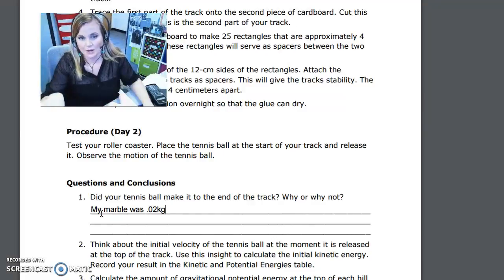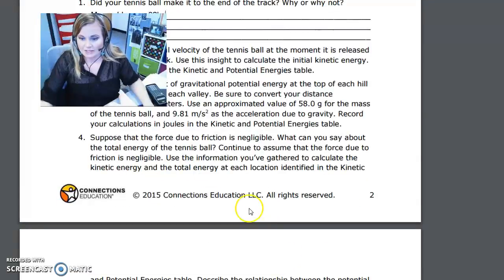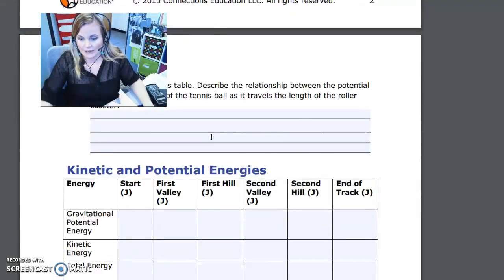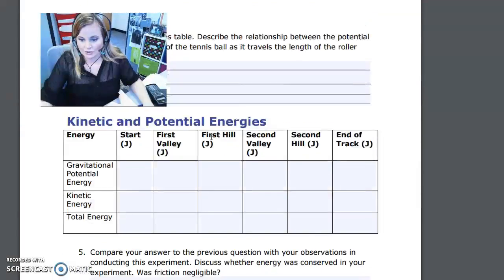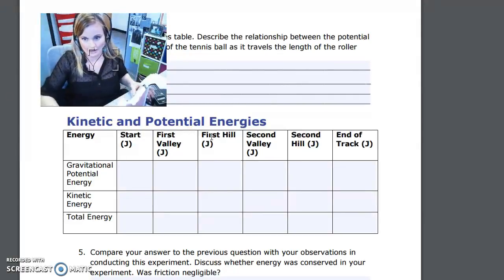But then the question on there too is, does your tennis ball, or in this case marble, make it to the end of the track? Why or why not? The number that we keep the same is the 9.81 meters per second squared, because that is the acceleration due to gravity no matter what. But the other ones you're going to have to measure. So you're going to need the height of your hill at various points along the track.